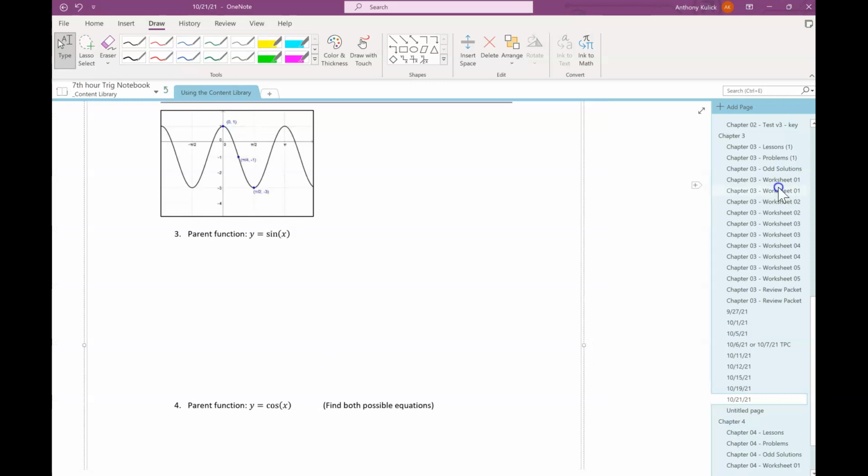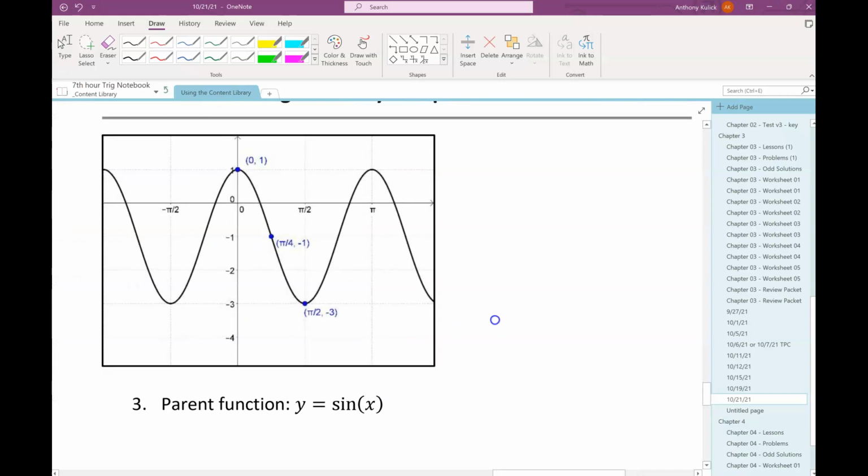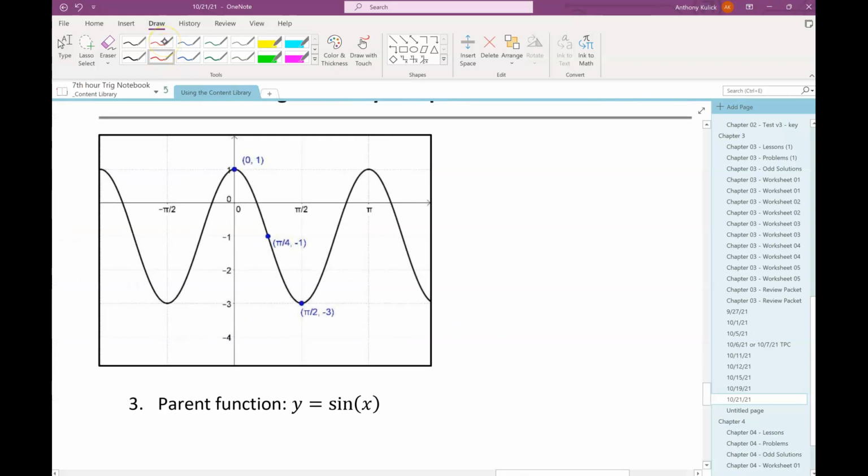Here we'll go from graph to equation. Just like on the previous one, I'm going to find the midline first to get the k. I'm going to find the amplitude next to get my a. Find the period next to figure out c. Choose whether I'm going to use sine or cosine. And then find the sign of a and the value for h.